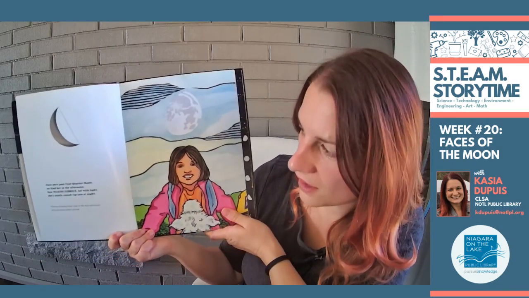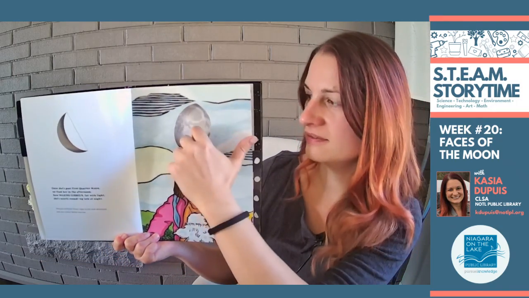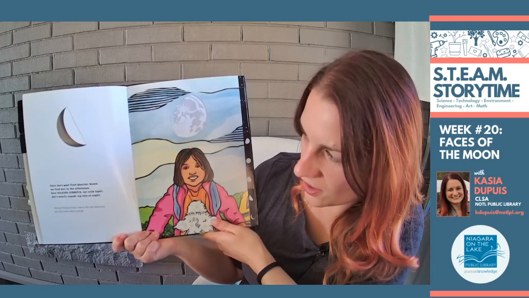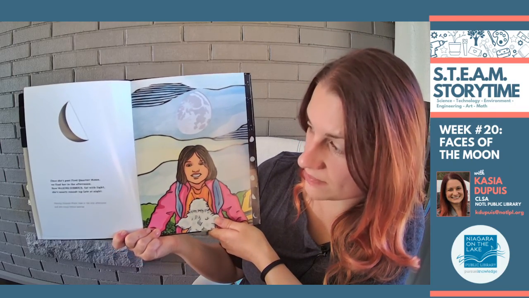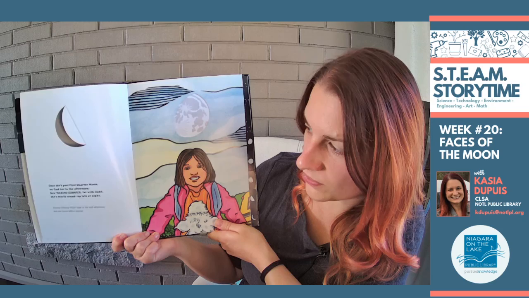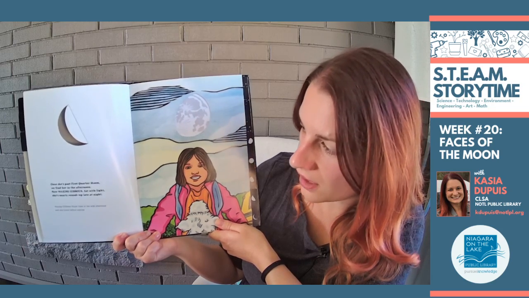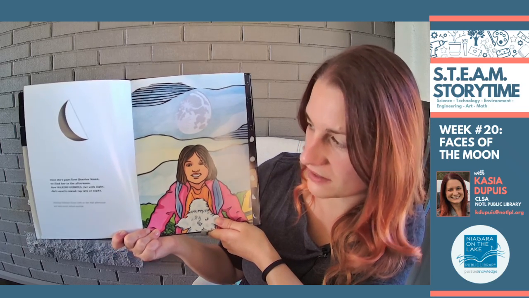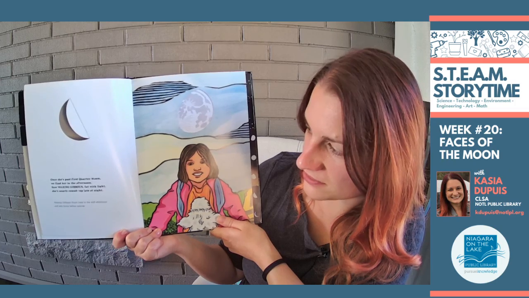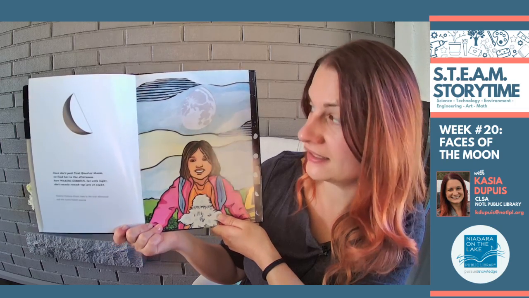Okay. Oh, look what's happening now. It's getting even bigger. Once she's past first quarter moon, we find her in the afternoon. Now waxing gibbous, fat with light, she's nearly round, up late at night.